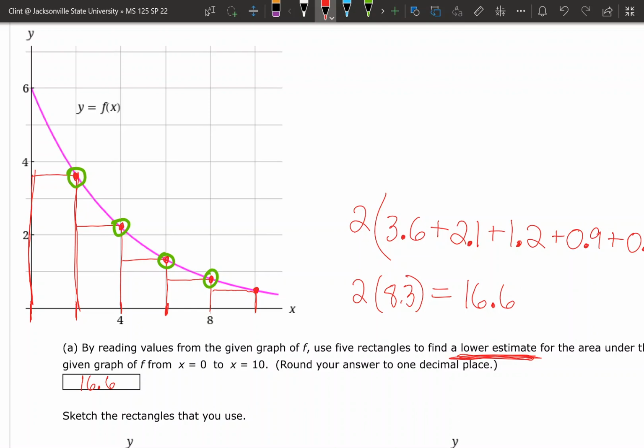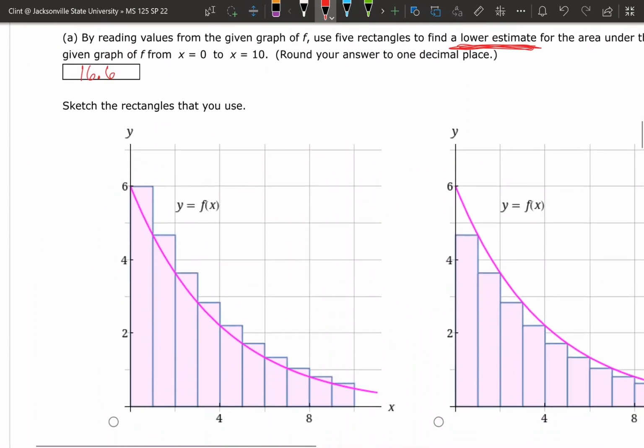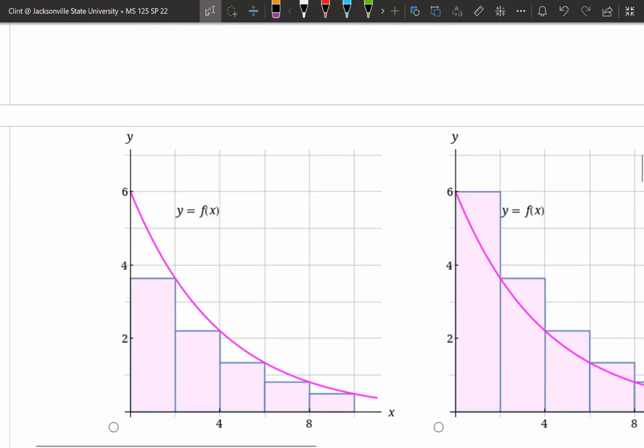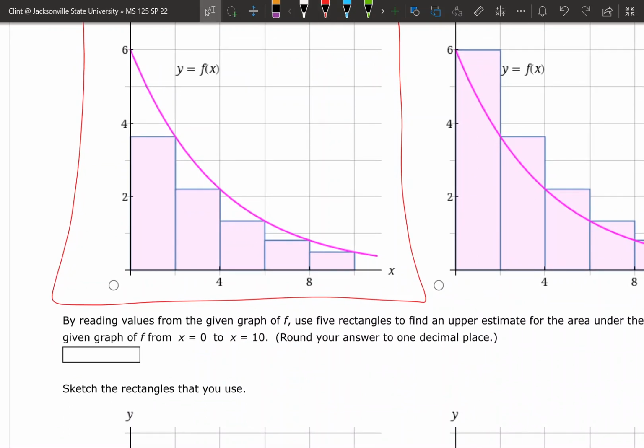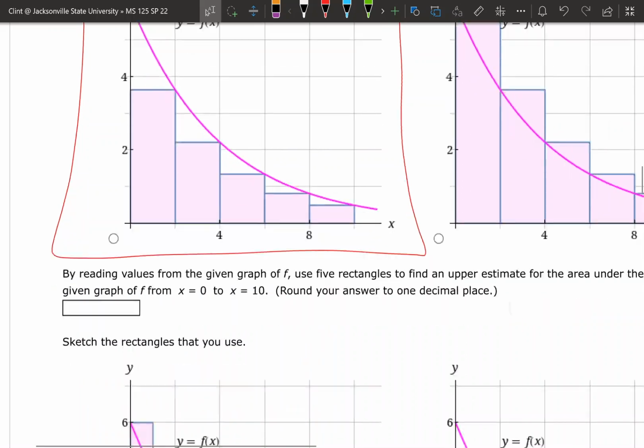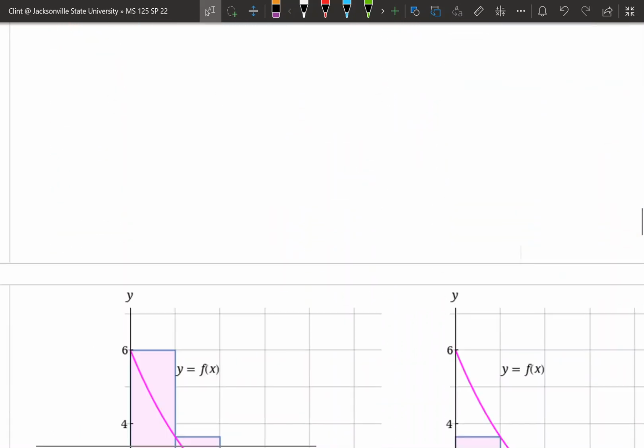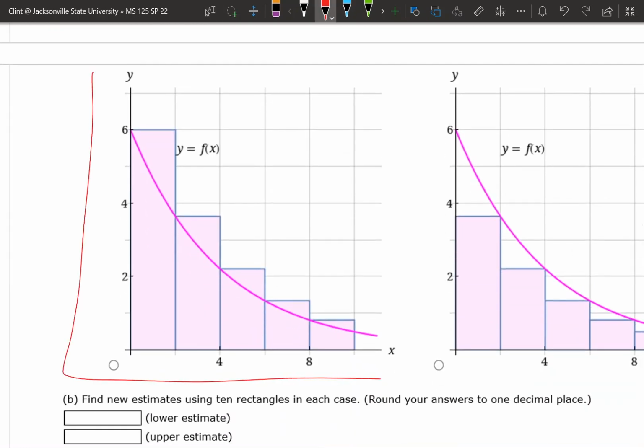And then it says sketch the rectangles that we used. We kind of got that already. Should be that one. Yeah, I guess we could have just looked at theirs after we figured out how to set them out. Okay. And then it says do the same thing but do an upper estimate. So all we're going to do is use these rectangles. Okay. The ones where the left end points on the curve, so we get an overestimate.